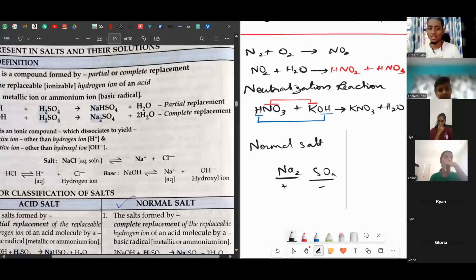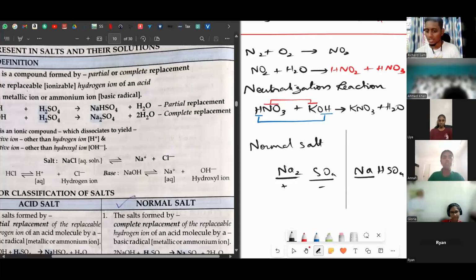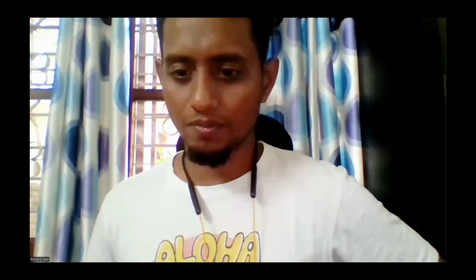Okay, what type of a salt is that? NaHSO4. Is this a normal salt? What do you call this salt? See, it has Na, which is the positive radical. It has SO4, which is the negative radical. Sodium bi- And in between that, you have this hydrogen. Because of this hydrogen, this is not a normal salt. This is an acid salt. It's called an acid salt because of the presence of the hydrogen ion. Is that clear, everyone?